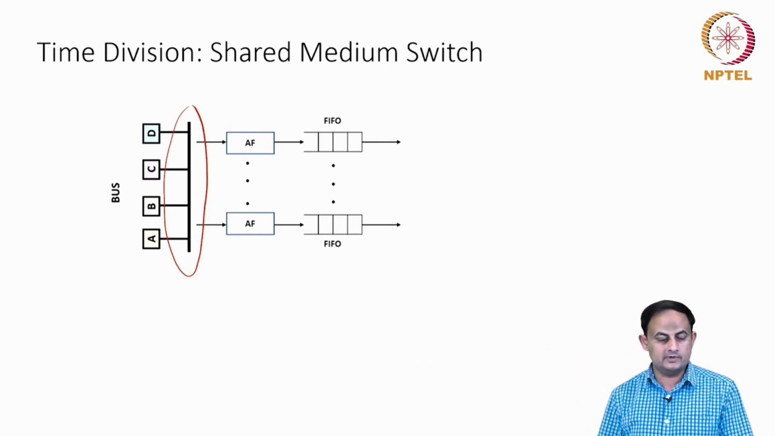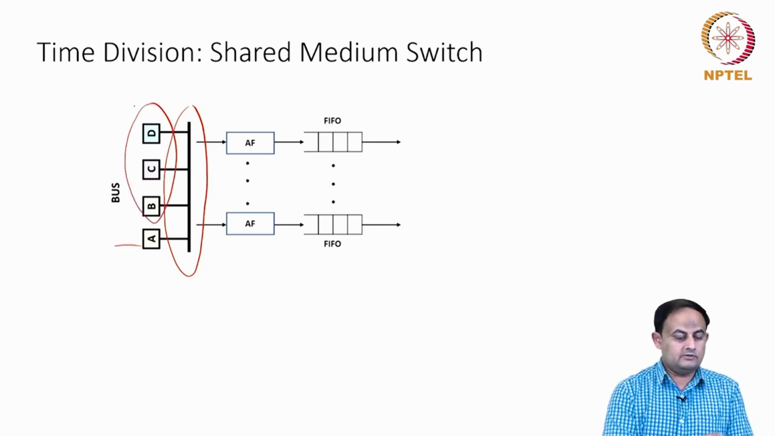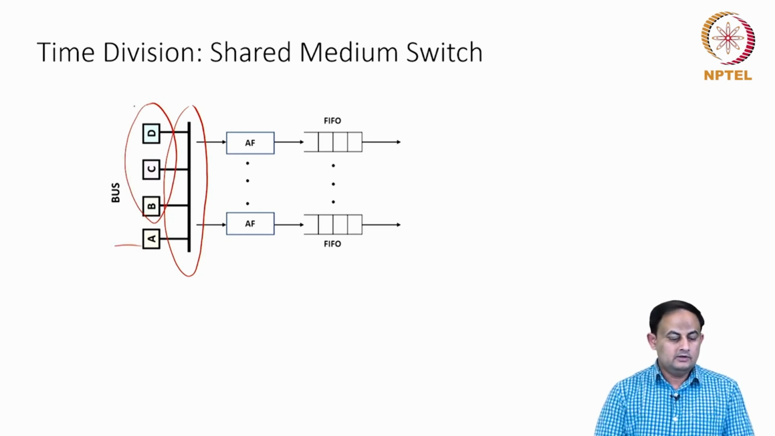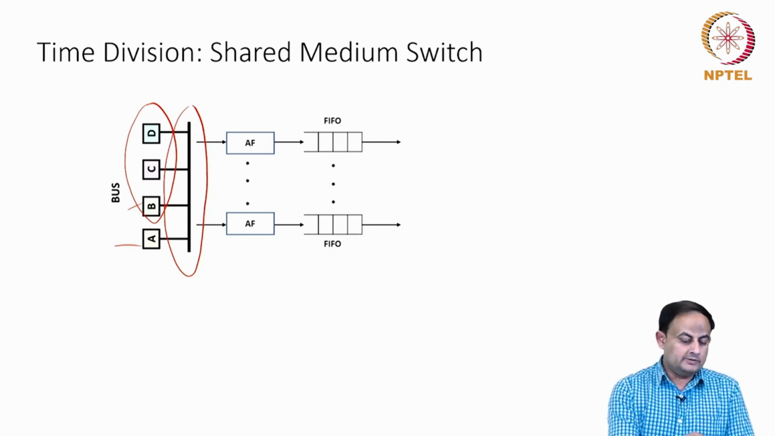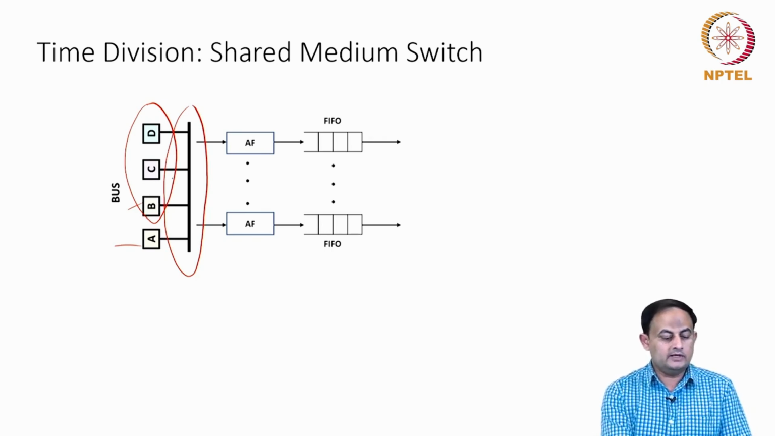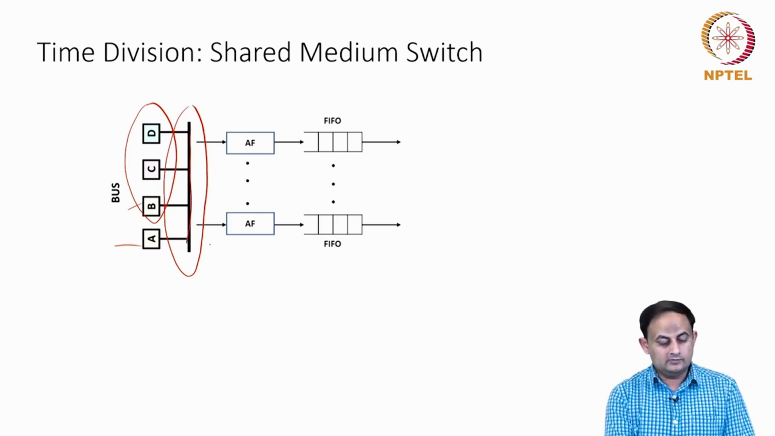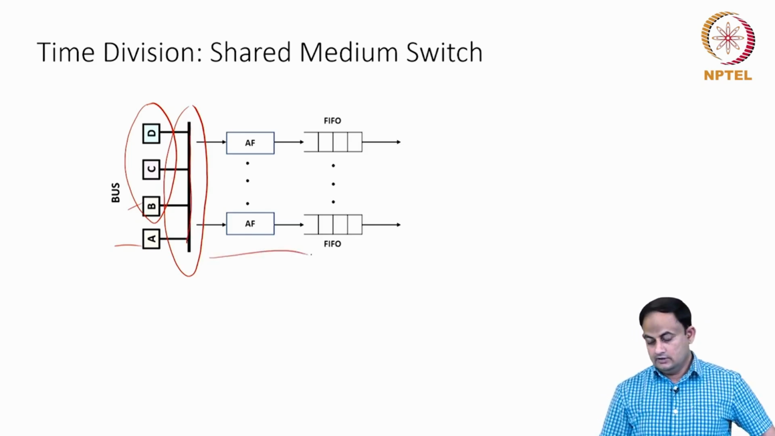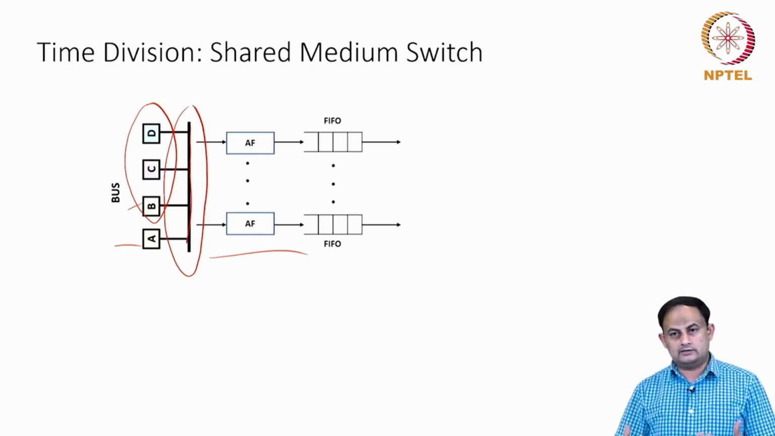Something similar is happening here. If A is transmitting, none of D, B and C will be able to transmit. If B is transmitting, no one else is able to transmit. And transmission here means that B is simply putting the packet onto this bus, and there is something called the address filter, and this is again exactly similar to that of the Ethernet.